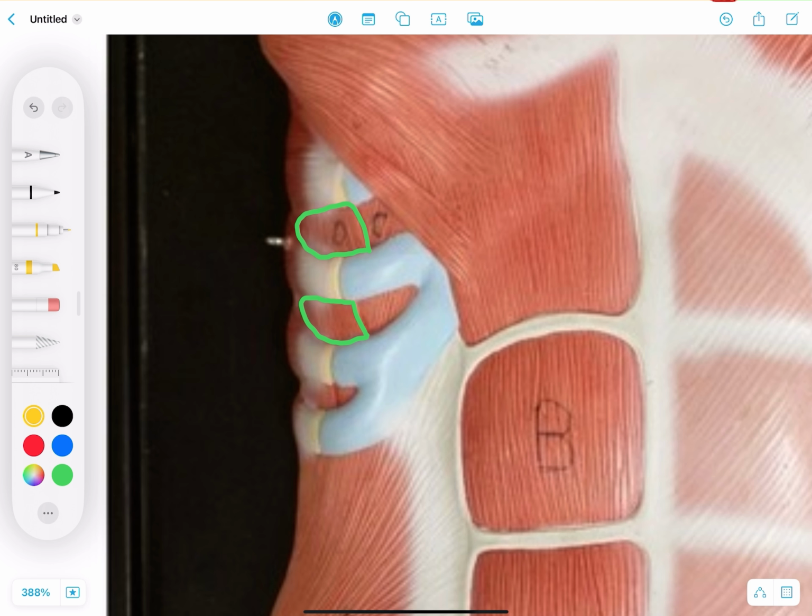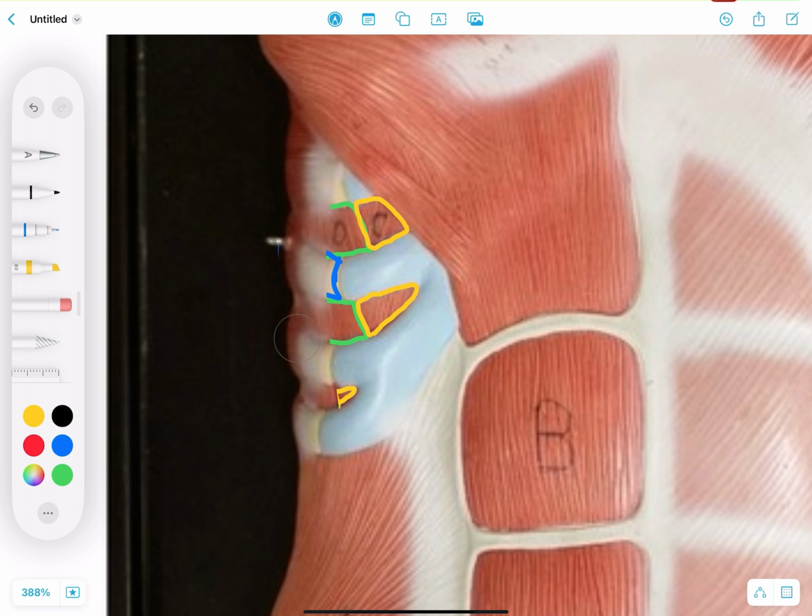And then conversely, the deeper layer here, the one that isn't as raised, would be your internal intercostals. You can kind of see there's one right there, and then the external would be right there. And again, don't get confused with these muscles right here, which sit on the rib. The muscles on the rib are different muscles. We're looking at the muscles between the ribs.